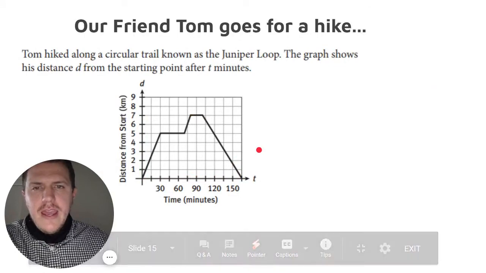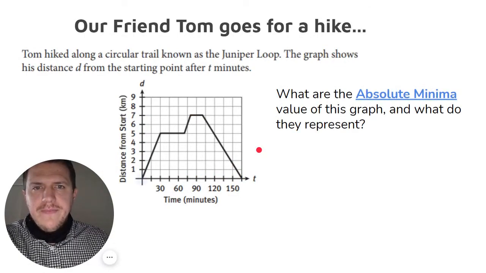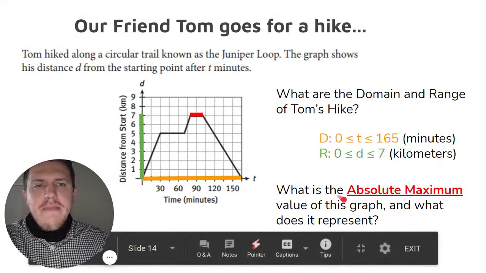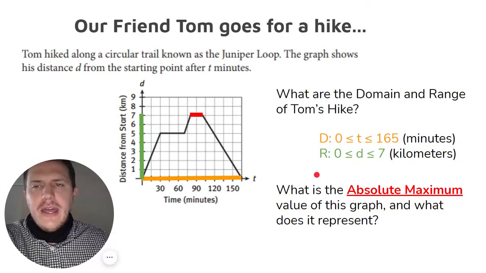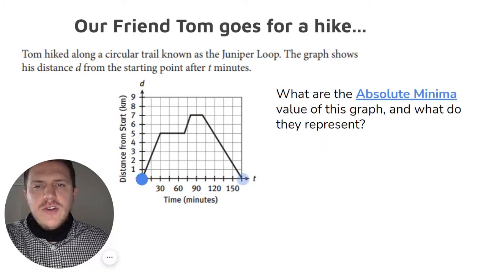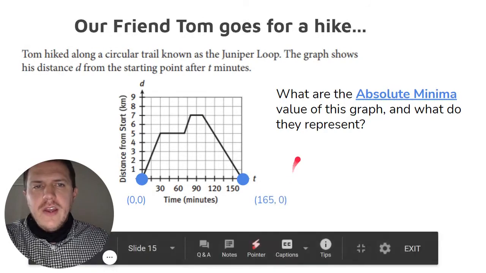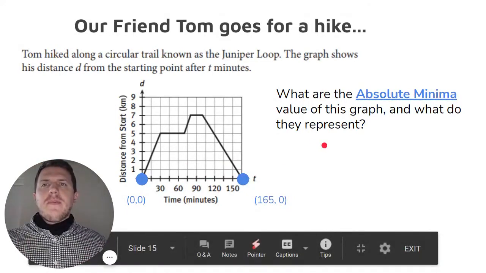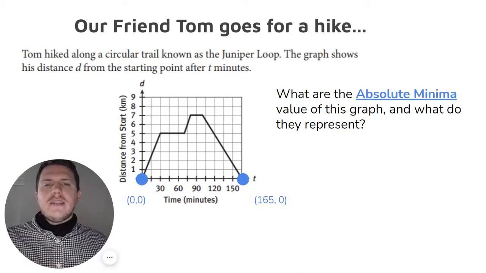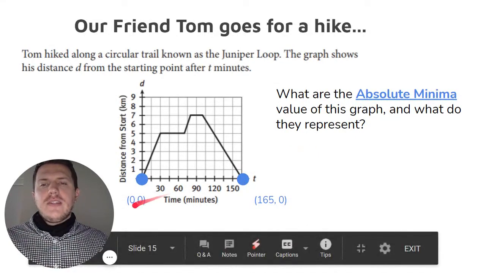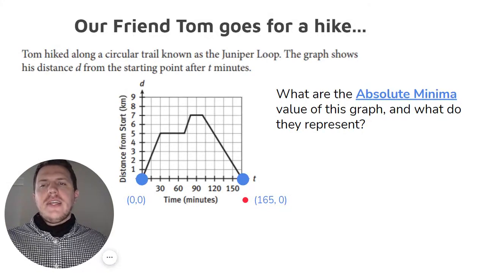So that absolute maximum is the farthest point away, where he stops for a couple minutes before he heads back to the trailhead. Looking at the absolute minima, which are these 2 points right here, they are (0, 0) and (165, 0), the lowest points. They basically represent two things: where Tom starts and how long it takes him to get back to the beginning. So if he starts at (0, 0) and ends at (165, 0), that means it takes him 165 minutes to get to where he needs to go.